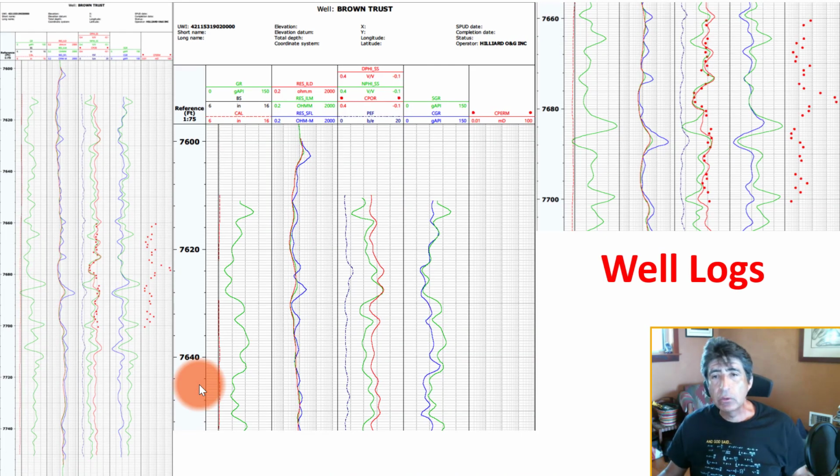So the well logs that we're going to look at in this video lecture come from a well that is called Brown Trust. It was operated by Hillier Oil and Gas Incorporated. The features that we have here are all in depth.